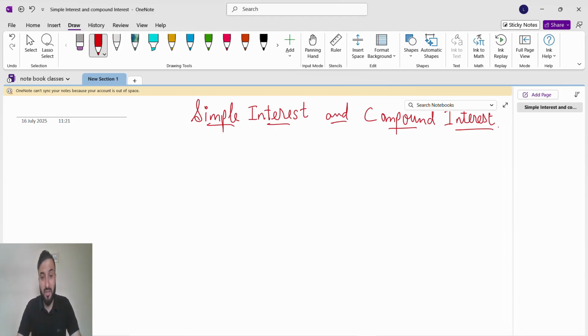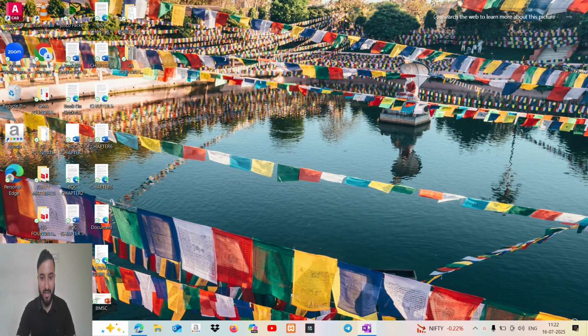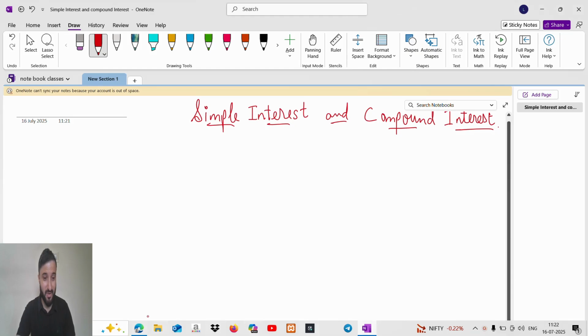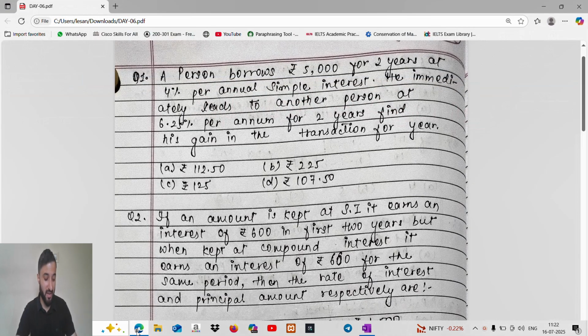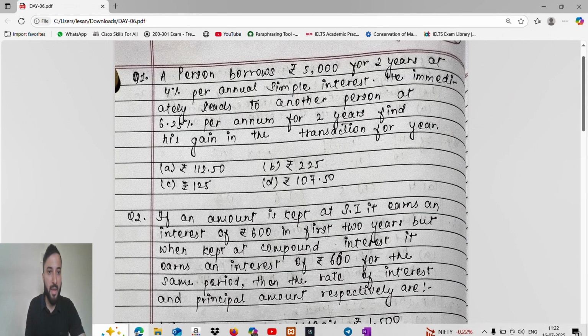Welcome to the 07 code of CA Foundation Paper 3, and today is day 6. We are going to solve 7 questions of simple interest and compound interest. If you have any interest or not, it doesn't matter, but we have to start with simple interest and compound interest. Before starting, you should keep this with yourself. Question number 1, very important question.